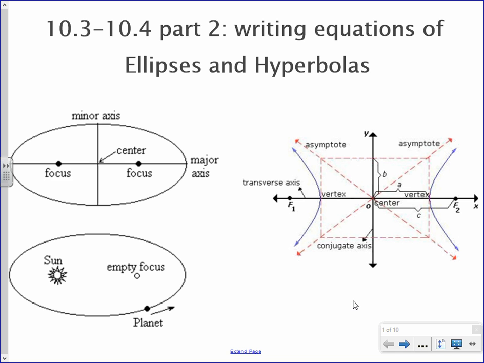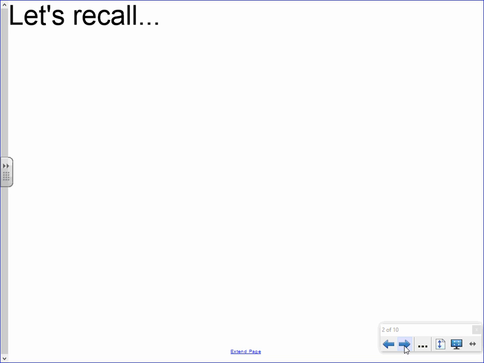A hyperbola has a center, vertices. We use the b value to get our rectangle to draw our hyperbola, and then of course we have foci as well. All right, so let's just recall very quickly the standard form for ellipses and hyperbolas.